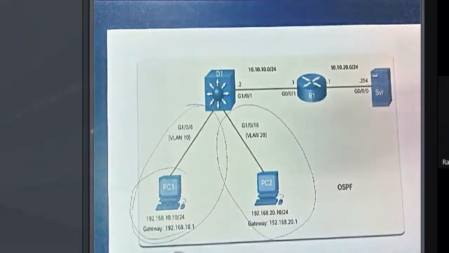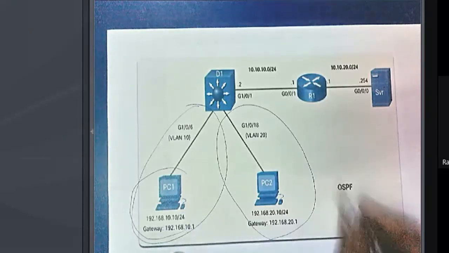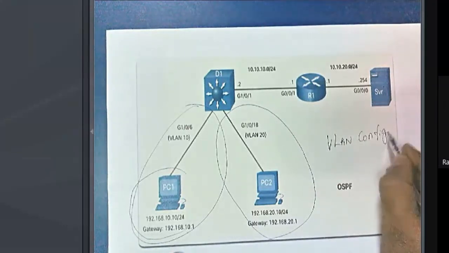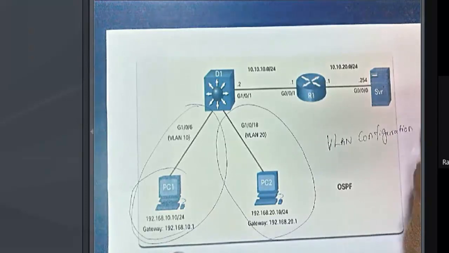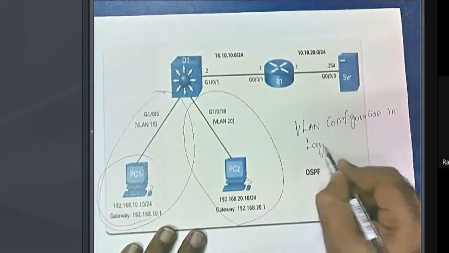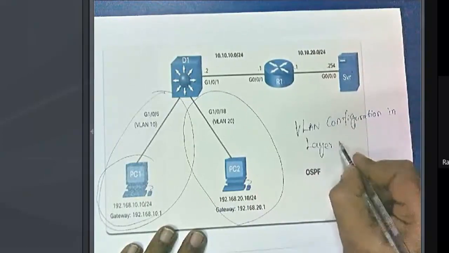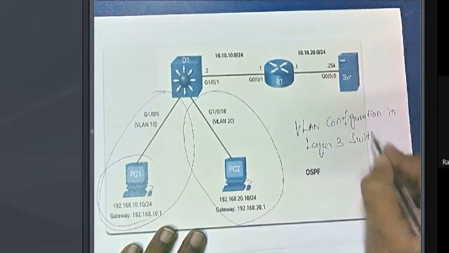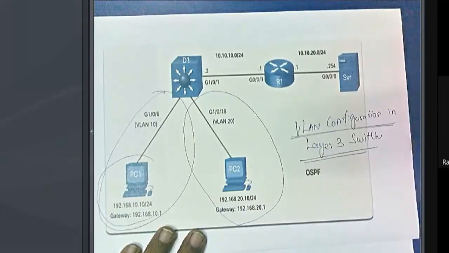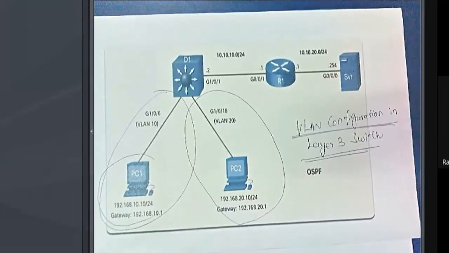Now what is the concept? We are going to configure the switches now. That means configuring the VLAN. VLAN configuration in layer 3 switches. This is the concept we are going to study now, only 5 minutes. VLAN configuration in a layer 3 switch. So this is what we are going to study.